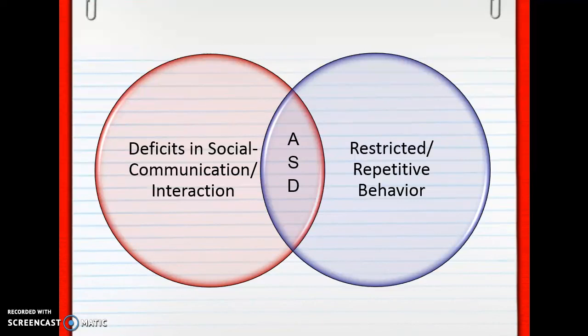ASD is made up of two areas: deficits in social communication and interaction, and restricted repetitive behaviors. We'll talk more about what this may look like. These will always be areas of deficit to a greater or lesser degree in all individuals with autism.